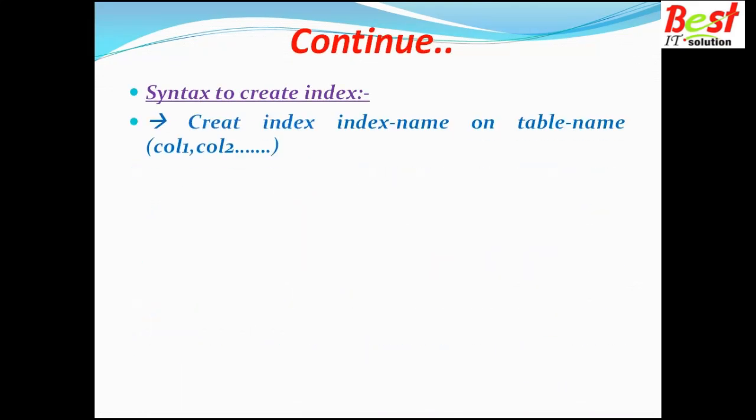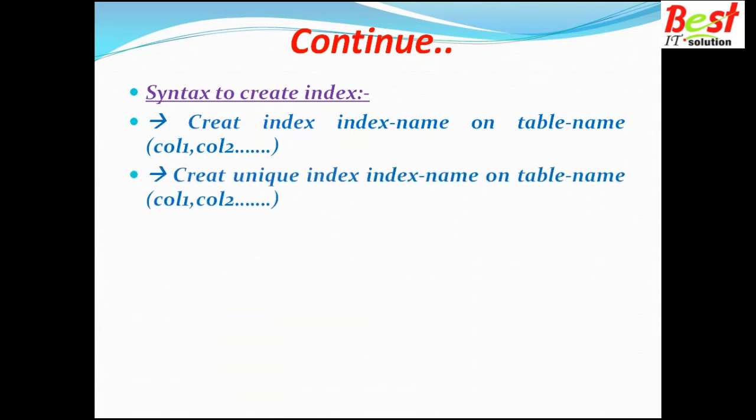So how to create an index? The syntax is CREATE INDEX, then the index name, then the table name, then column 1, column 2, column 3. We can give a name to the index, then the table name, and the columns on which we are implementing the index. Multiple column names can also be mentioned here.